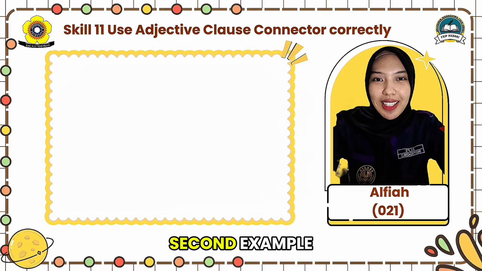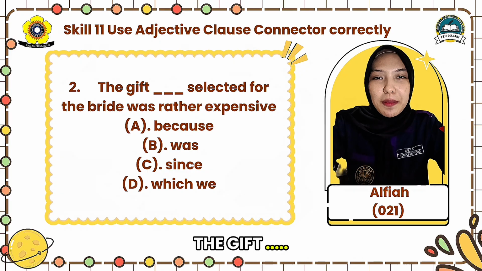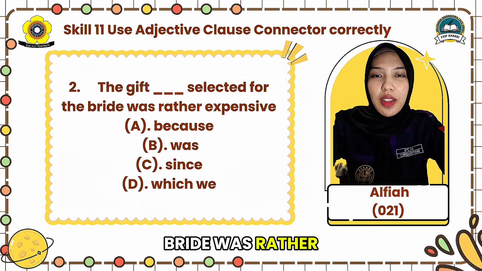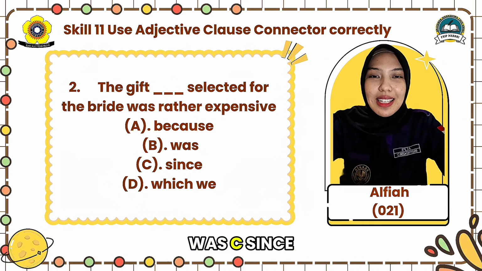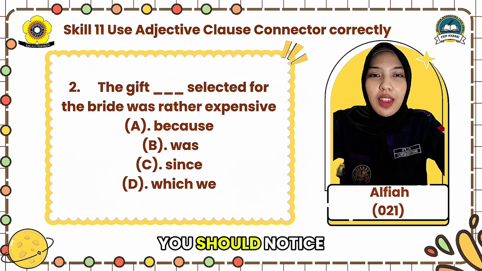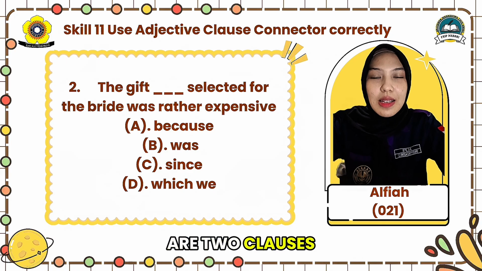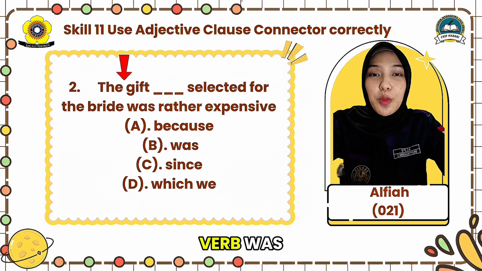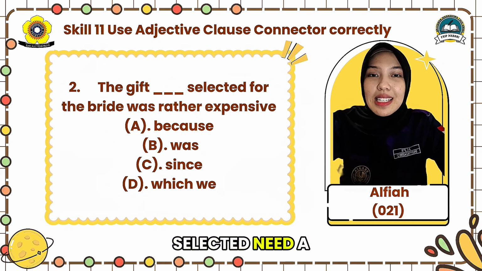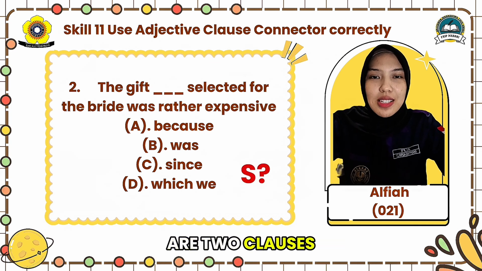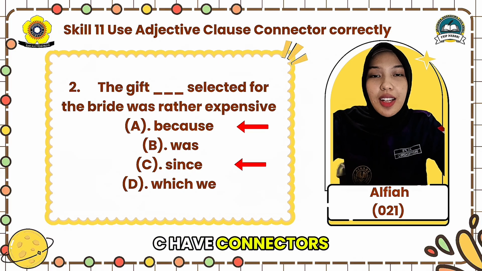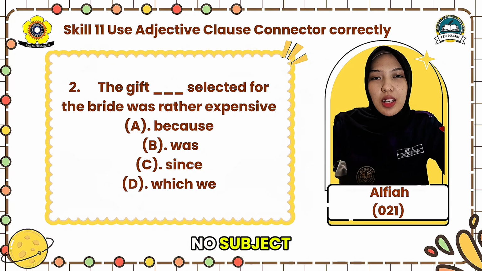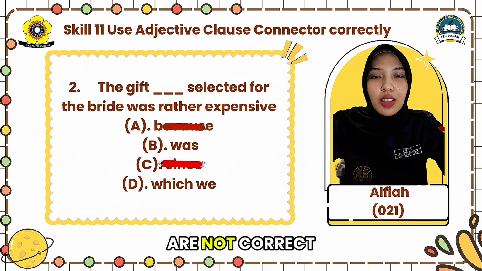So, let's move to the second example. The gift blank blank blank selected for the bride was rather expensive. A. Because. B. Was. C. Since. D. Which we. In this example, you should notice quickly that there are two clauses. Gift is the subject of the verb was, and the verb selected needs a subject. Because there are two clauses, a connector is also needed. Answers A and C have connectors, but there is no subject. So, these answers are not correct.